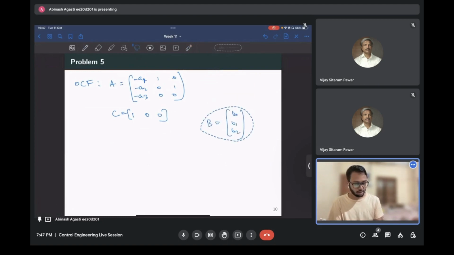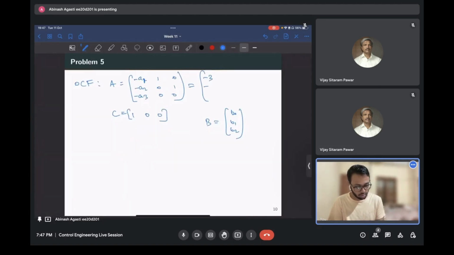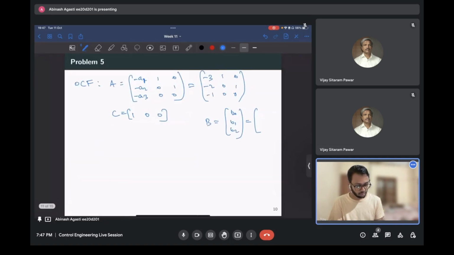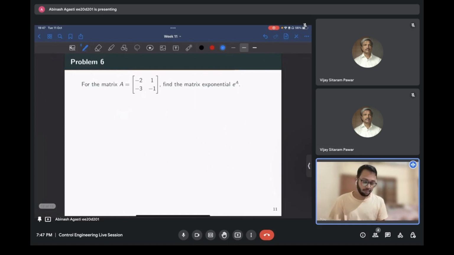And so this is minus, and this is what is B2? So there we go. So this way, given a transfer function, you can quickly write them in the controllable and observable canonical forms.